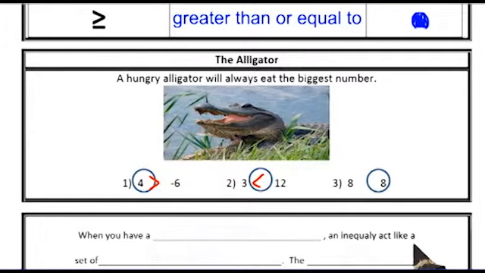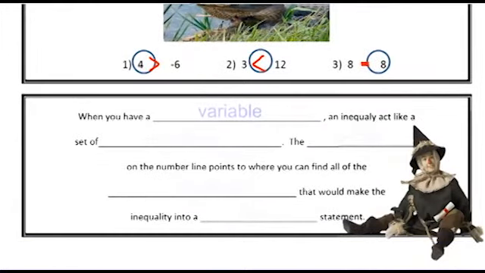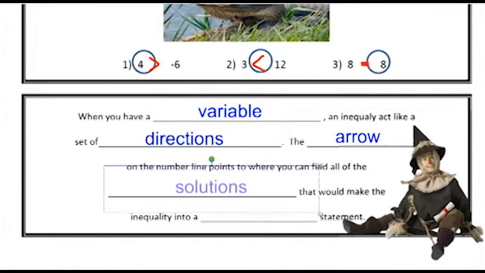But now we're going to be dealing with inequalities that have variables or unknowns. When you have a variable, an inequality acts like a set of directions. The arrow on the number line points to where you can find all the solutions that would make the inequality a true statement. Think about this in terms of the Wizard of Oz.